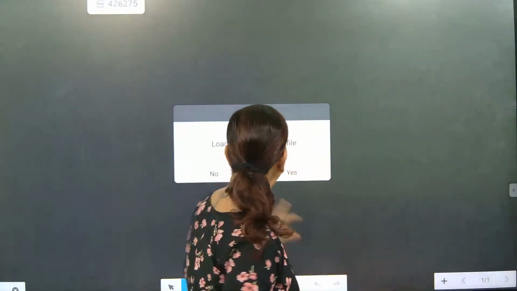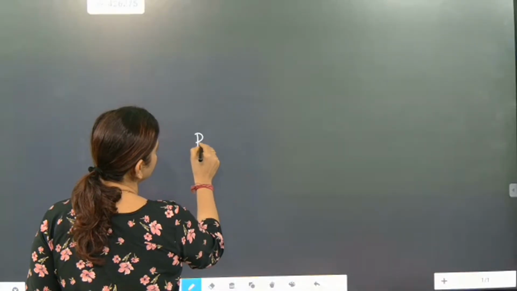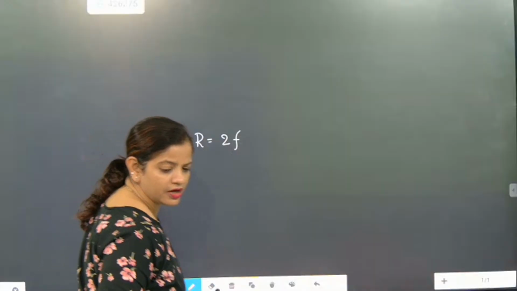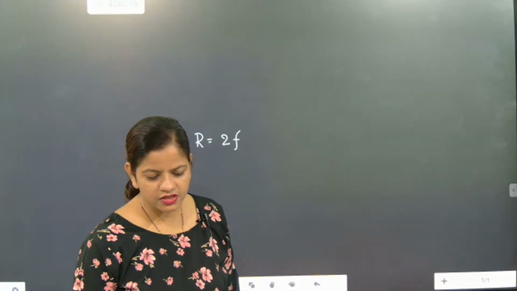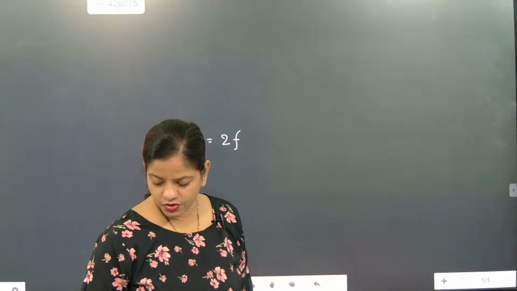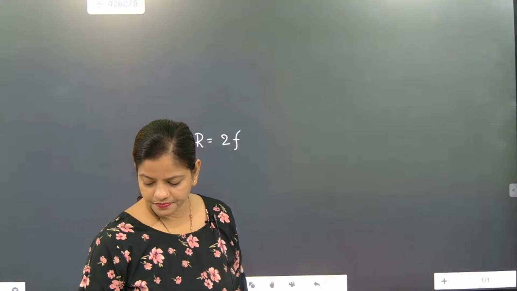Now look here. If somebody asks you formulas, how are you going to solve the questions? The radius of curvature is 2 times the focal length, R = 2f. Understood? This is the first thing. The radius of curvature is how many times the focal length? 2 times the focal length.